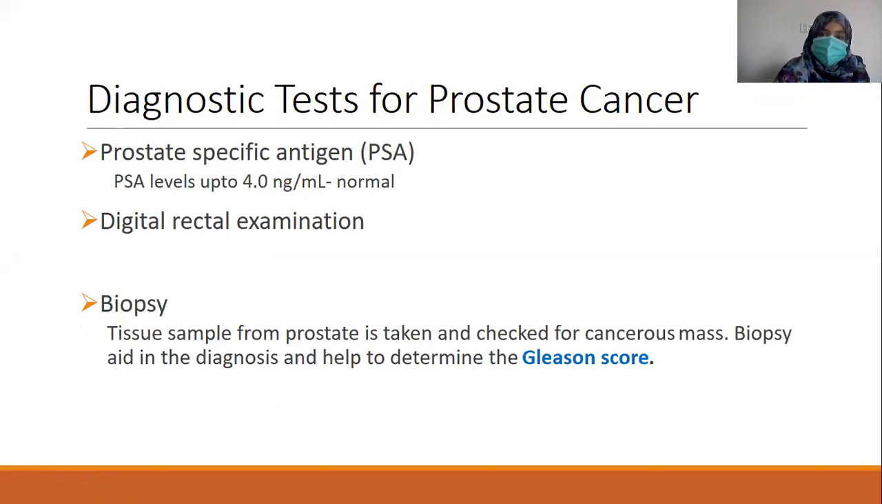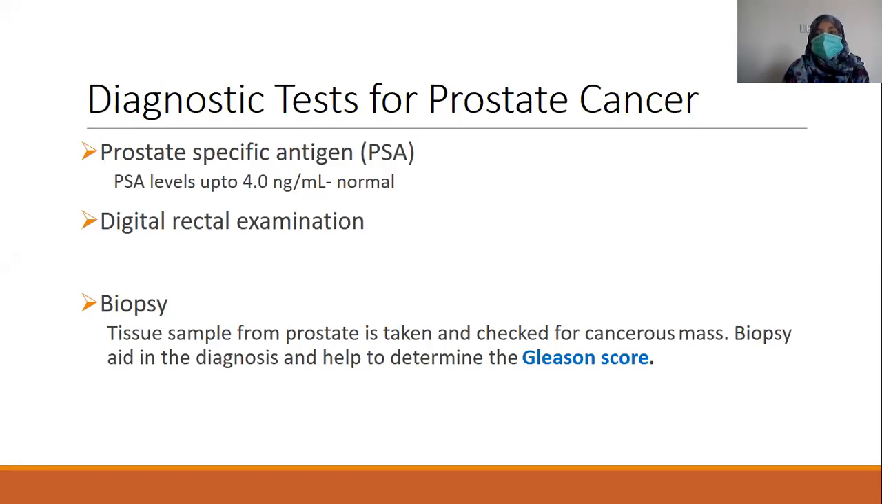The diagnostic test for prostatic cancer is PSA, prostate specific antigen. It should be less than 4 nanograms per ml in normal individuals. Digital rectal examination helps, and in biopsy, a tissue sample from the prostate is taken and checked for cancerous mass. It aids in the diagnosis and helps to determine the Gleason score.